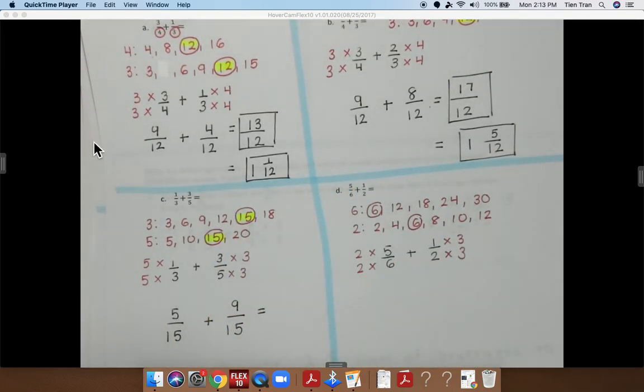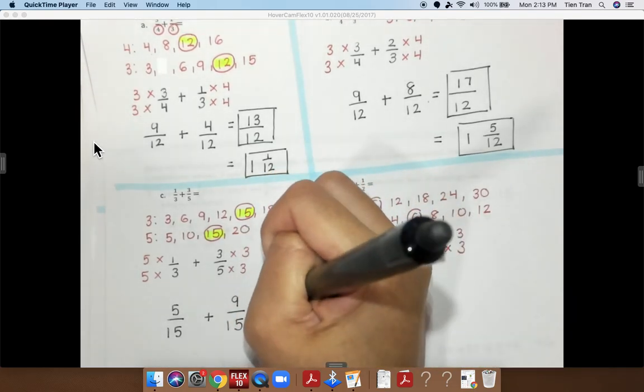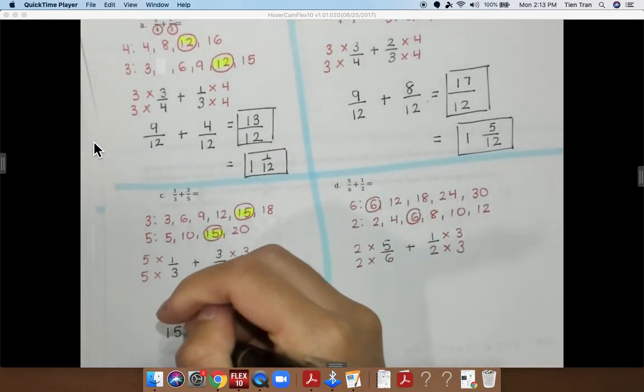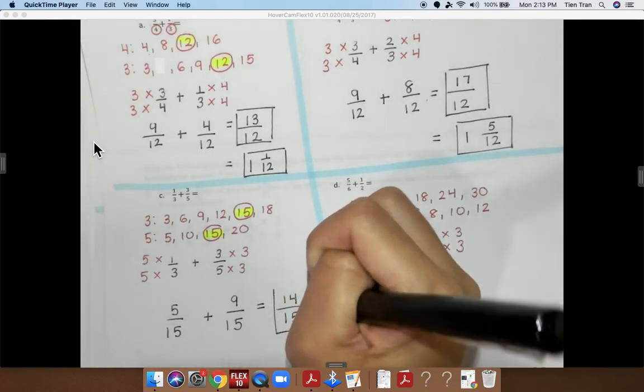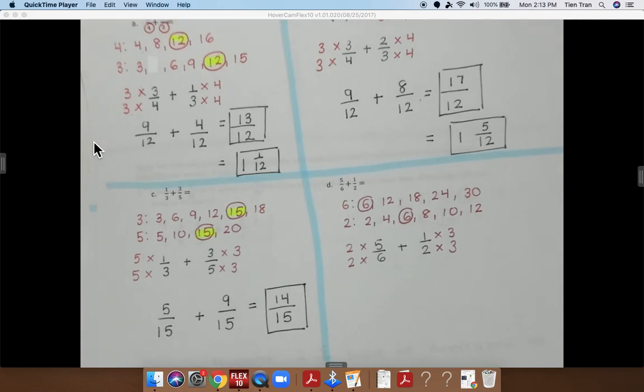I'm going to make sure I add everything together. 5 plus 9 is equal to 14, and 15, I bring it right over. So I have 14/15 as my final answer.